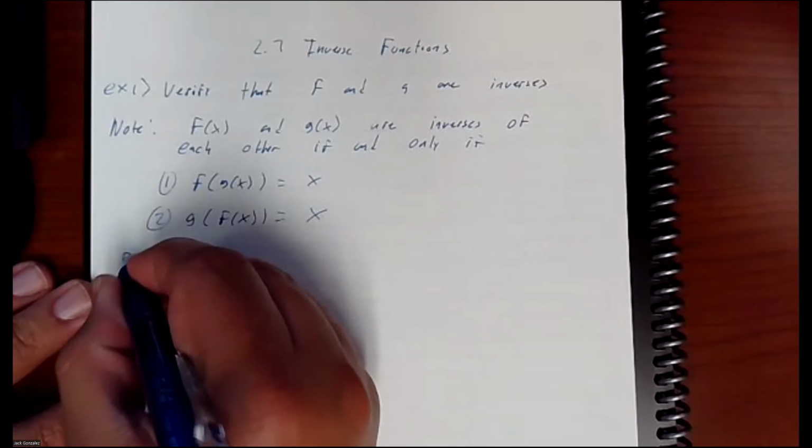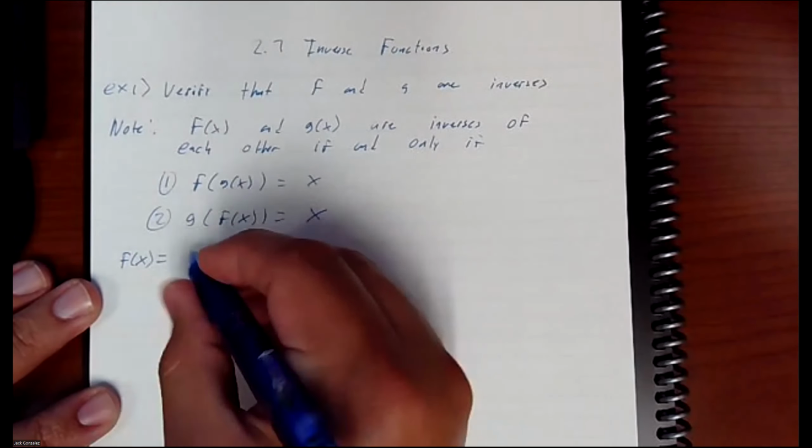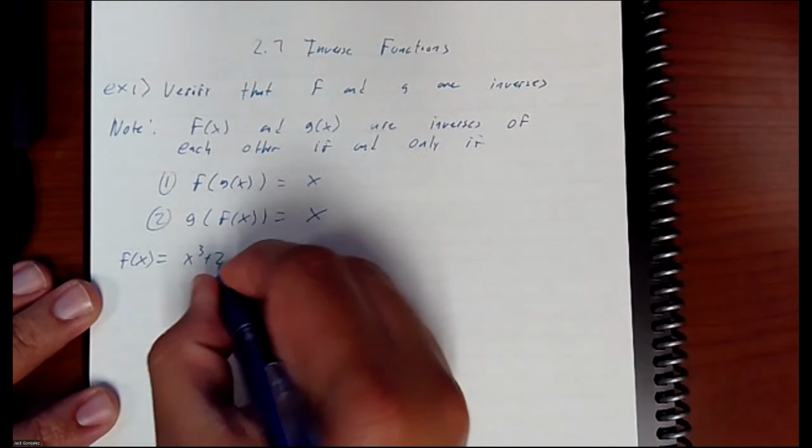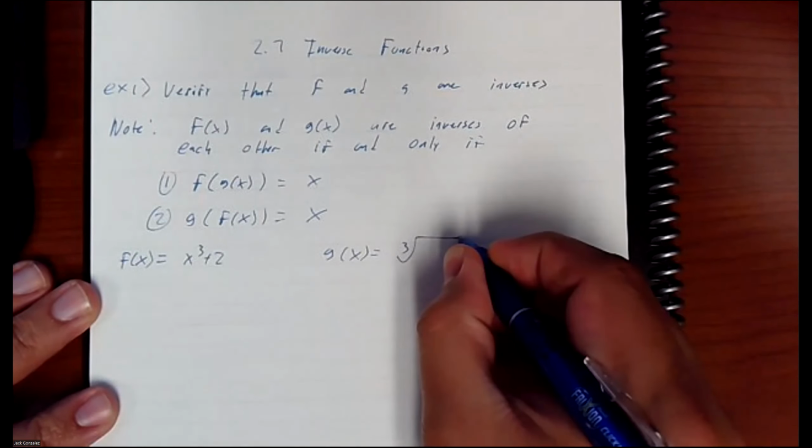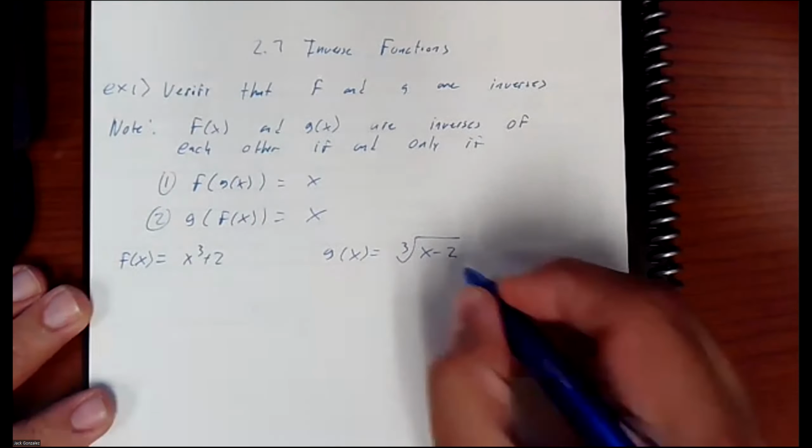So for this example, f is x cubed plus 2. g is cube root of x minus 2.